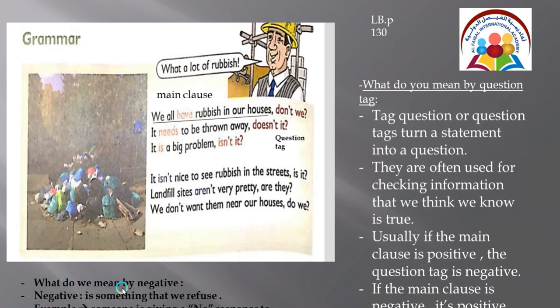Okay, what do we mean by negative? Negative is something that we refuse. For example, giving a no response to a party invitation. When somebody calls you to his party, or he invites you, you will answer him with no answer, like you will refuse to go to this party. So that's why we say negative.